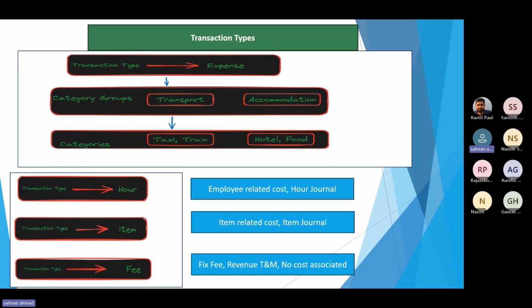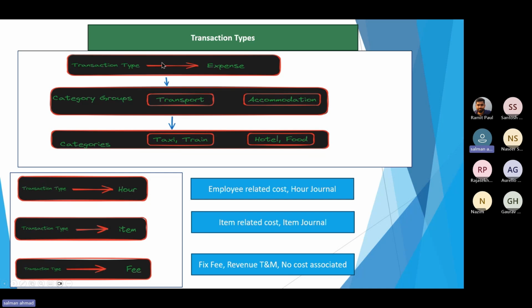Once the project is created, we need to know what the transaction types or the options we have are, or what transactions we can actually post onto the project. Apart from the sales orders and purchase orders that we can create for the project, we have these transaction types. So basically, this is how transaction types are linked with the categories and category groups.